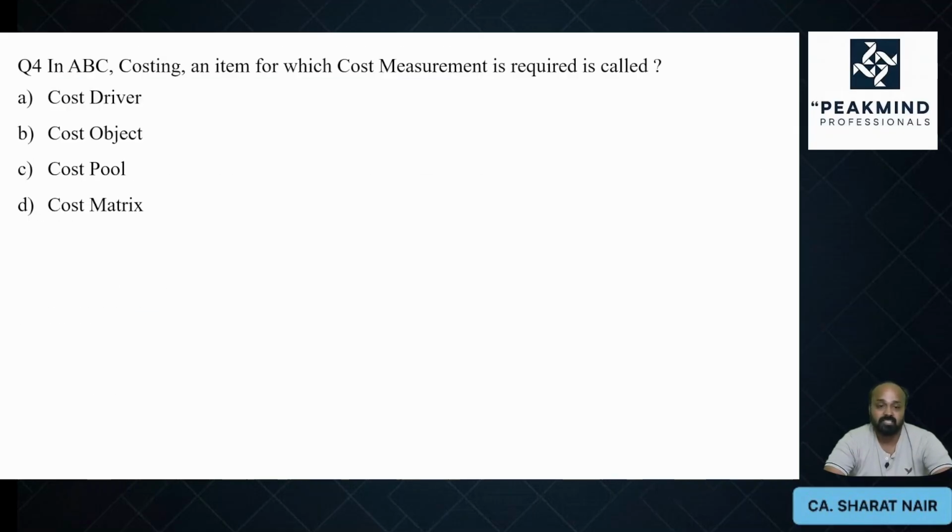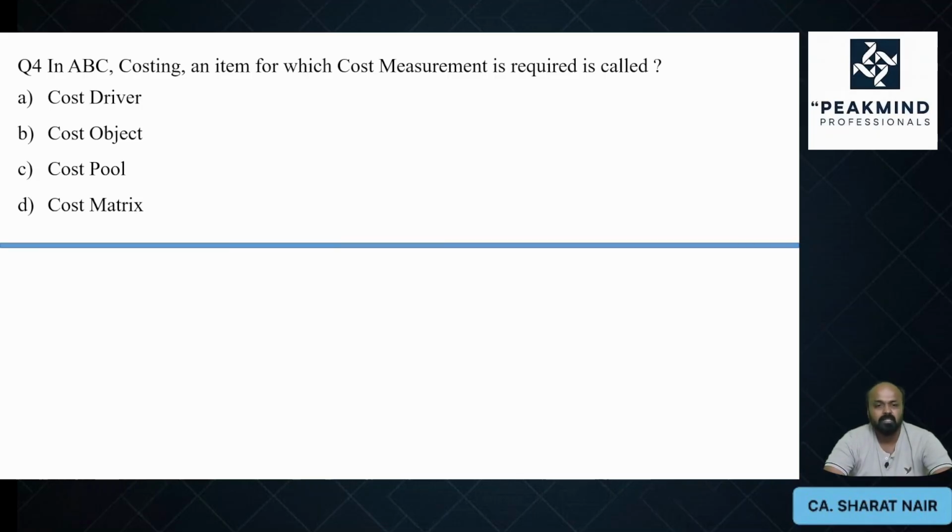Going further to the next MCQ: in ABC costing, an item for which the cost measurement is required is called, it's very simple. Among the options, the answer is cost object.